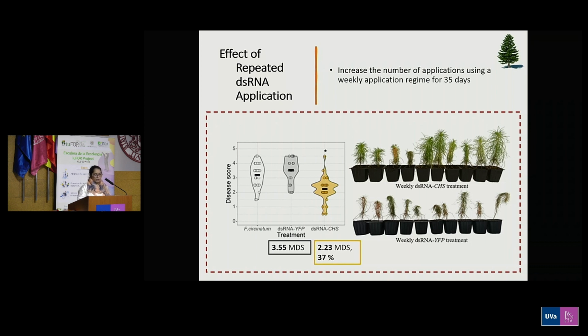So in this case, we have disease incidence that is almost less virulent, and it's almost 25%. Okay, I'm just finishing it. And we have 3.55 mean disease score in the YFP case.